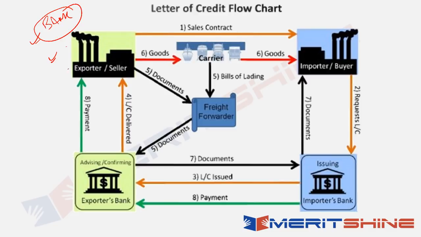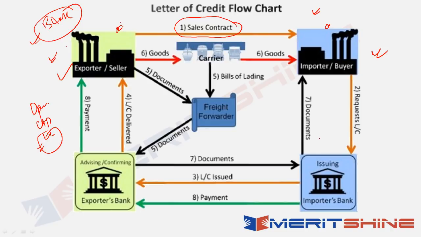Okay, so this is the exporter, the seller. This is the importer, the buyer. All right, so what happens? The first step in any of these, whether it is the open account, cash against document, or the LC that we will discuss in detail, is always the sales contract. Between the buyer and seller, there will have to be some contract. Once this contract happens, only then the next step happens.